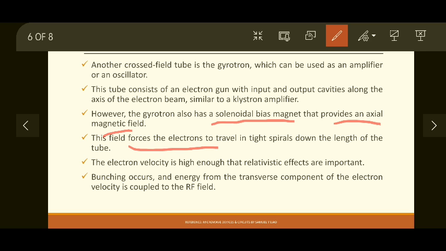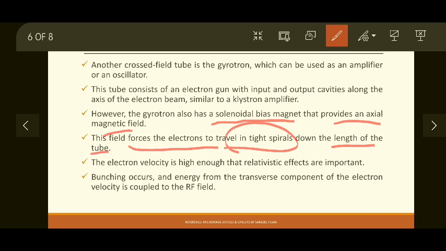So this is a combination of some sort of CFA as well as magnetron. Over the entire length of a tube, the interaction is equivalent to the magnetron. So the interaction is over the entire length of a tube, that is similar to the magnetron, whereas the electron travels in tight spirals, that is similar to your CFA.